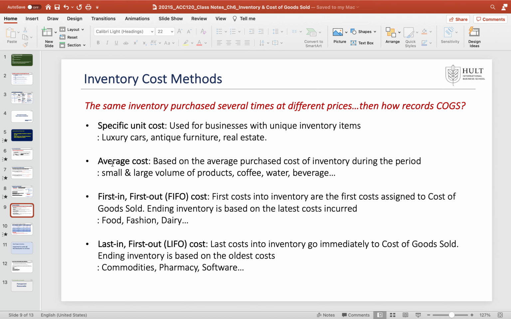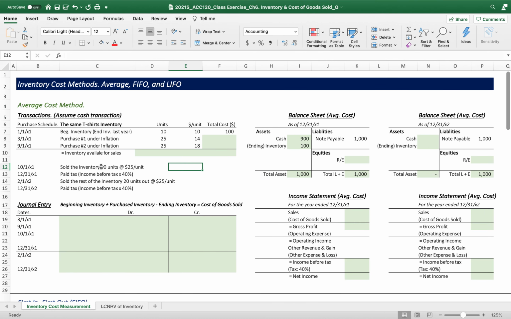For example, with small items and large volumes of products like coffee, water, or a bottle of beverage, we don't track each inventory cost when we sell the beverages. So we just calculate the average cost per unit, then multiply by the number of units we sold out of total inventory. Okay, so for the average cost method, let's assume that these are cash transactions.